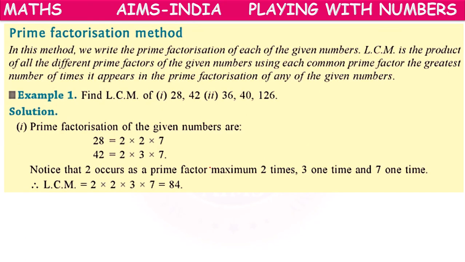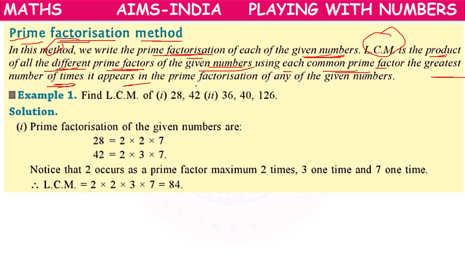So next, prime factorization method. Already in HCF also we have learned this method, children. So in this method, we write the prime factorization of each of the given numbers. Next, LCM is the product of all the different prime factors of the given numbers, using each common prime factor the greatest number of times it appears in prime factorization.